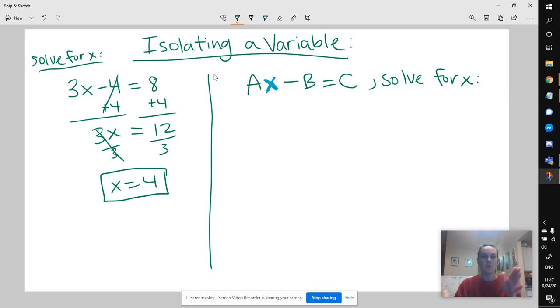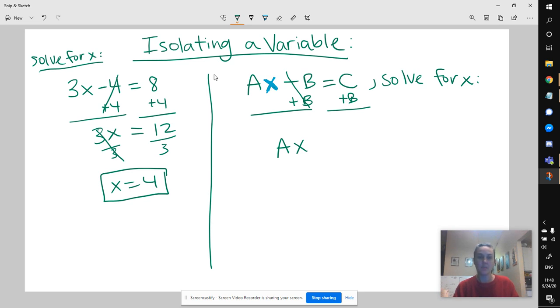Over here, we saw that it was 3 times x minus 4, so we got rid of the minus 4. Over here, we have a times x minus b. We're going to get rid of the minus b. And this is starting to get a little wacky, but that's fine. Minus b plus b cancels out, and this side just becomes ax. Just like over here, this side just became 3x when we canceled out the plus 4 minus 4.